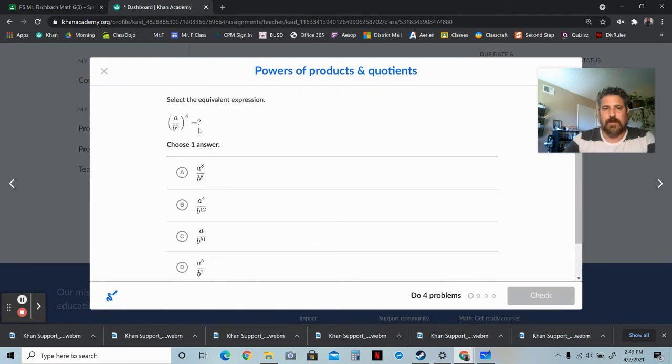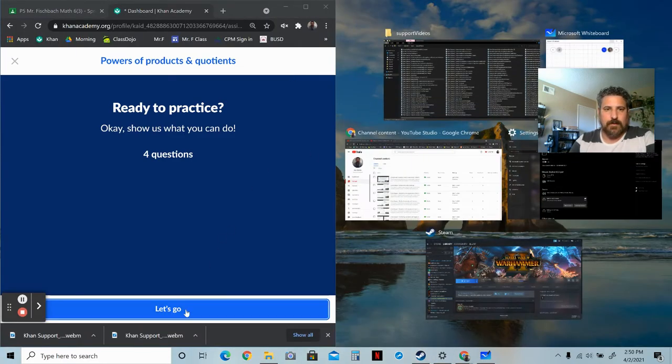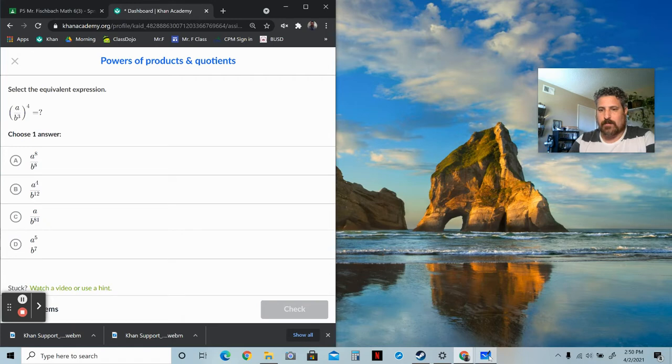Let's go. So it says, select the equivalent expression: a over b to the third, raised to the fourth power. The way that I would like to do this, I'm going to write these ones out for you guys to make it a little easier for you to see. Okay, let's just bring that up.